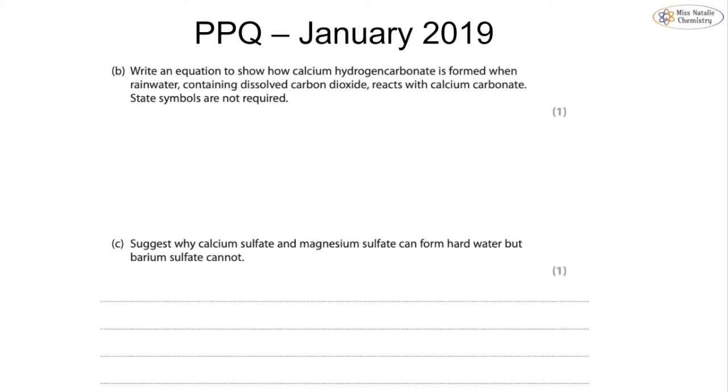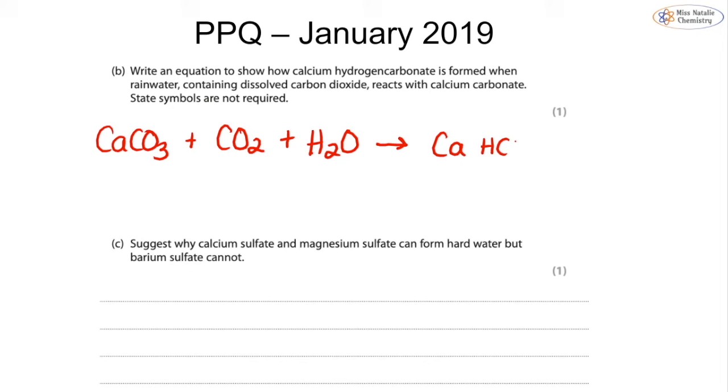So for part B, we want to write an equation to show how calcium hydrogen carbonate is formed when dissolved carbon dioxide in rainwater reacts with calcium carbonate. State symbols are not required. So we've got calcium carbonate, which is CaCO3, reacting with CO2, and we said that there was rainwater, so that's our H2O, and we're going to form calcium hydrogen carbonate, and the hydrogen carbonate is a 1-, so that means it's going to be in a 2-to-1 ratio with the calcium.